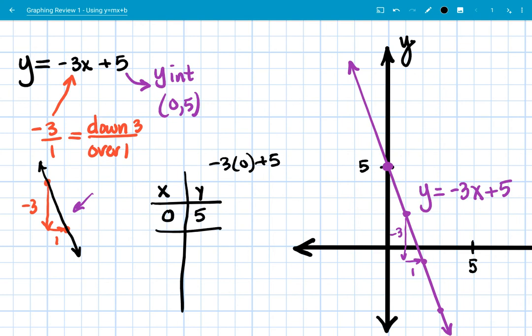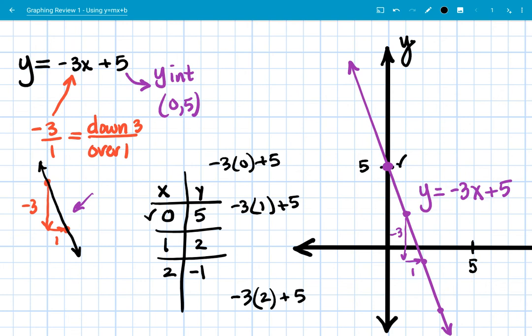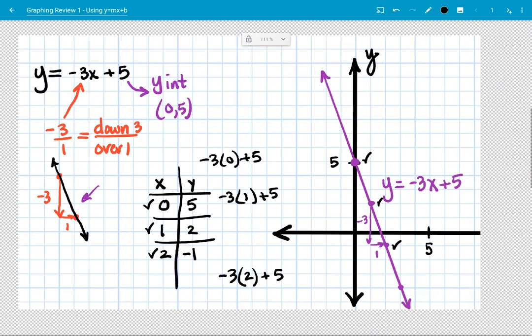If I do the input value of 1, negative 3 times 1 is negative 3 plus 5 is 2. And if I do 2, negative 3 times 2 is negative 6 plus 5 is negative 1. And those are the points that I already got. This one is there, this one is there, and this one is there. So I could have done the data table. The y equals mx plus b method's just a shortcut.